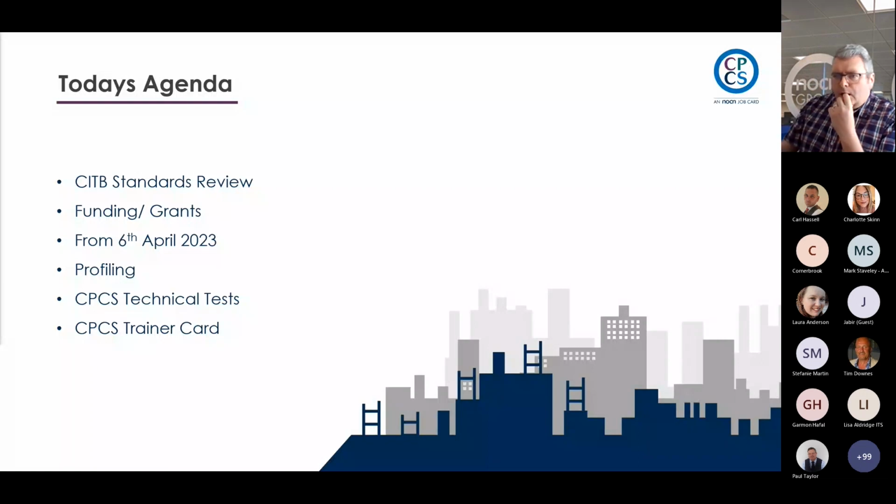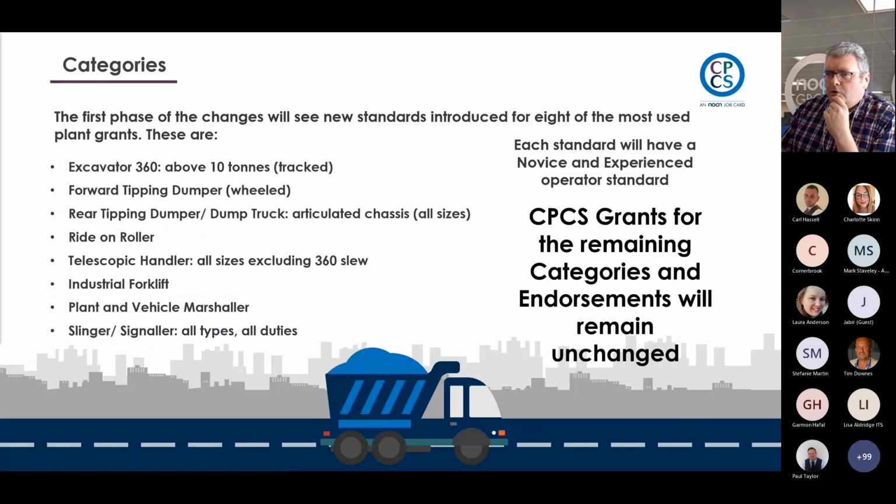So we're going to cover a little bit about the CITB standards review, the funding and grants. Then we're going to look at what's actually happening from today onwards with regards to CPCS, profiling, technical tests, and then the trainer card at the end. And as I said, there'll be a session at the end of each to discuss any questions, and Paul's already mentioned how we go about doing that. So just to quickly go back over again then.